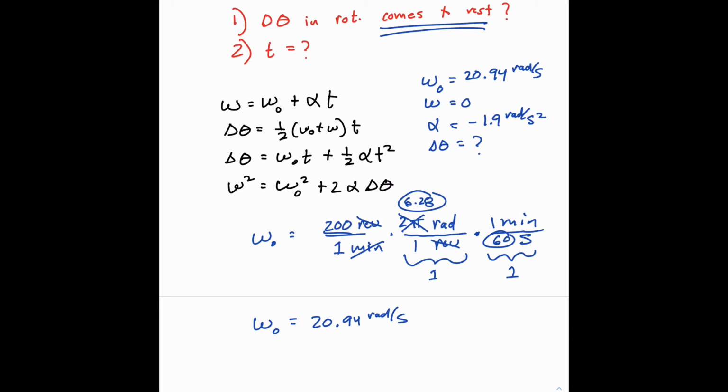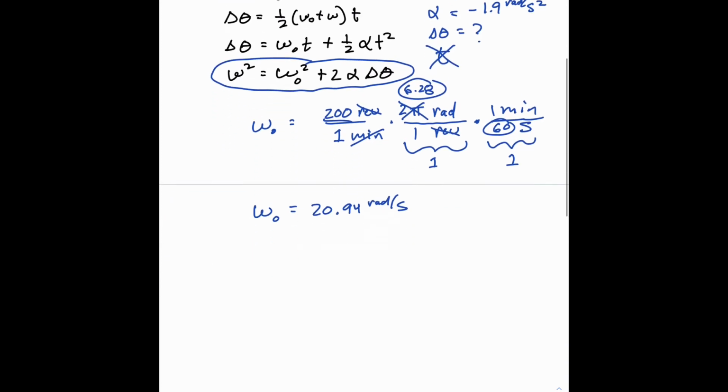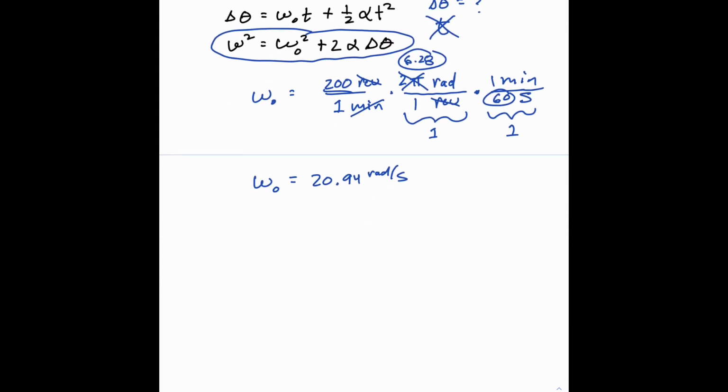Notice in our list of givens we don't have time. It's not asked for yet. We'll have to figure that out in part 2, but for now it's not asked for and we don't know it. So we want to pick the equation that doesn't incorporate time, which is the last equation in our list, because we're asked to solve for the angular displacement. Then we need to do the algebra to isolate, and when we do, we find that the angular displacement is the final angular speed squared minus the initial angular speed squared divided by 2 times the angular acceleration.